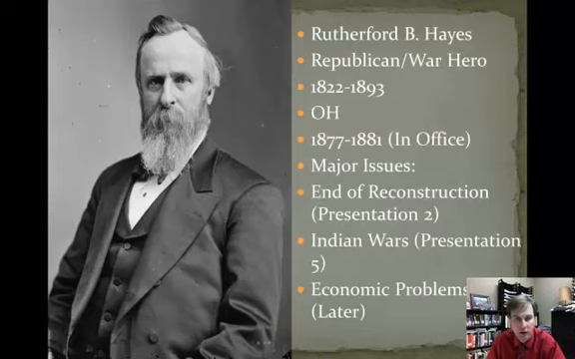Now, the first president in office is Rutherford B. Hayes of Ohio. He's a Republican, a war hero. We talked about him in the 1876 presidential election and how he wins over Samuel Tilden. He's in office from 1877 to 1881. And we basically already looked at the major issues of the Hayes administration. We talked about the end of Reconstruction in Presentation 2. We talked about the Indian Wars in Presentation 5. And we'll get to the economic problems later. The interesting thing about Hayes is not the administration itself, though the economic problems are interesting, but what happens in 1880.